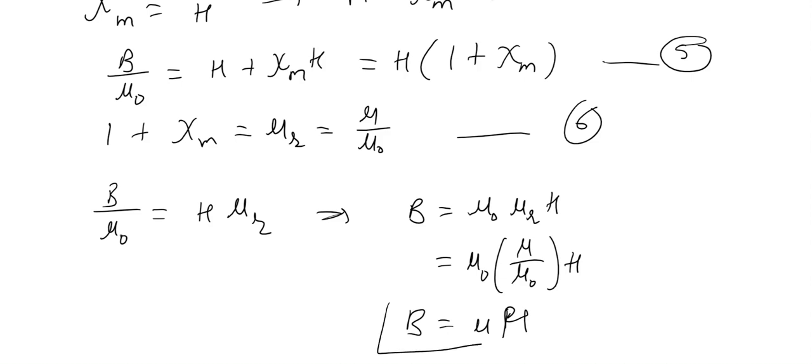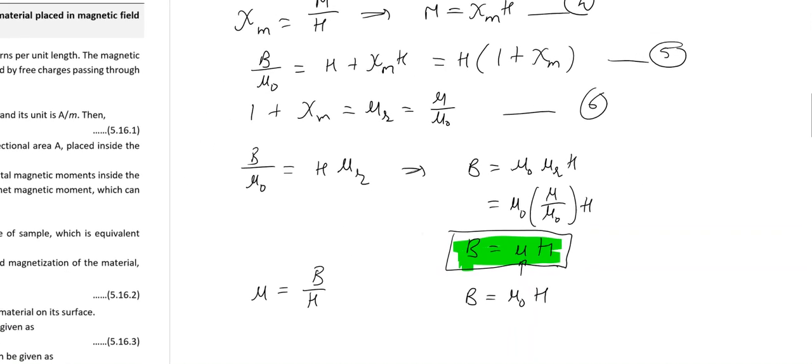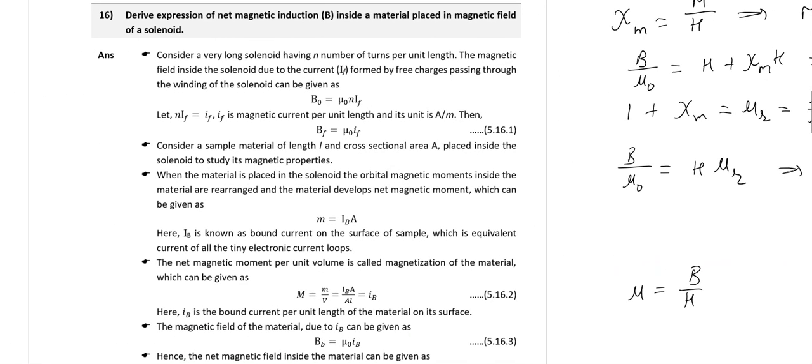So whenever you place any material into an external magnetic field H, what you have is B, the magnetic induction B, which is mu, the magnetic permeability, times the applied field. So you can say that the magnetic permeability of any material is B by H. When you are talking about vacuum, mu becomes mu 0. So for vacuum, B is equal to mu 0 H. For any other material, B is equal to mu H. So that is all about today's topic. Let us have a quick look at the answer.